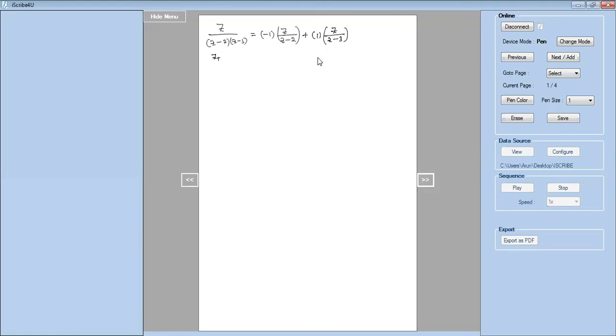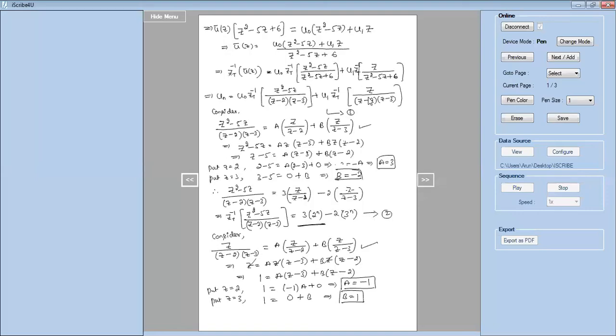So Z inverse of z by (z minus 2)(z minus 3) equals, see here, straight away write the answer. So this minus, this minus. So inverse of z by z minus 2. You know inverse of z by z minus 2 is 2 power n. The next term, inverse of z by z minus 3 is 3 power n. So this I will call equation number 3. So this is the inverse of the second term here. Right? So whatever the term we have here, for this we got the inverse.